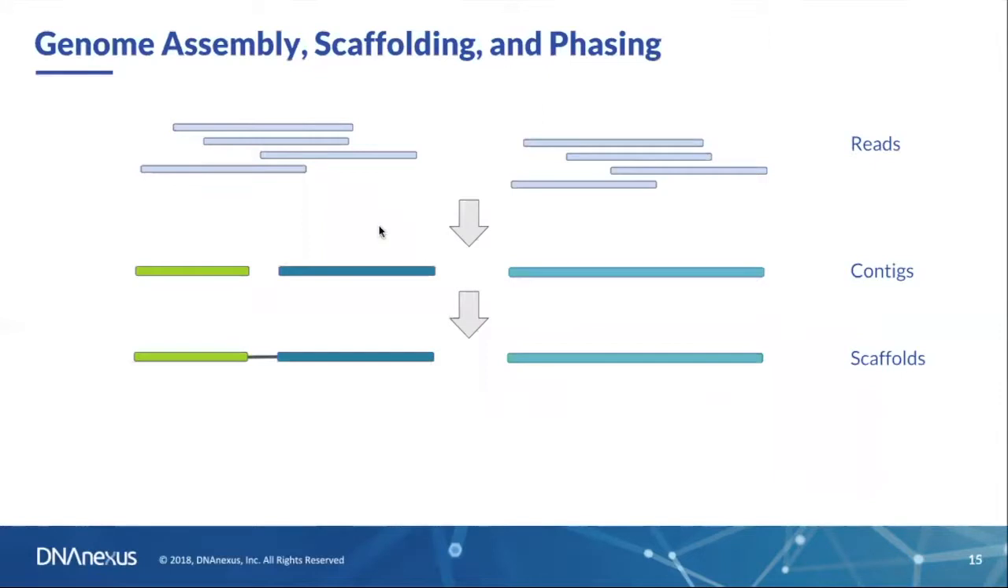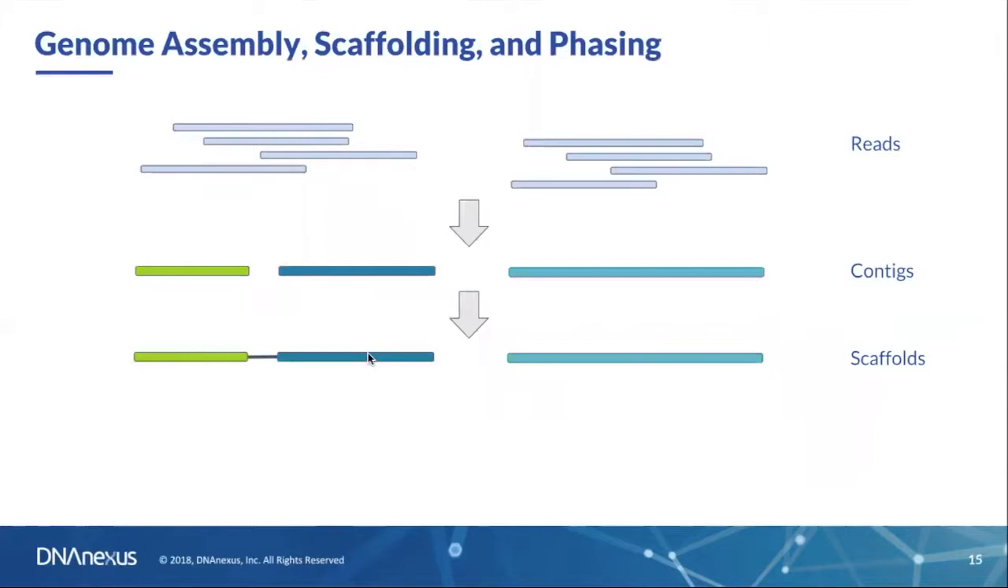After you assemble the genome into contigs, you can further improve it using other technologies. For example, you can use Hi-C, BioNano, or linked reads from 10x Genomics to figure out the orientation and the order of these contigs. We're going to call this level of organization a scaffold. And a scaffold is the standard representation of the haploid genome.